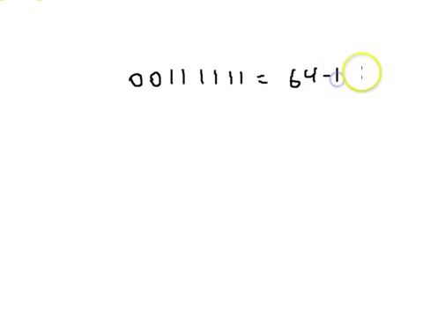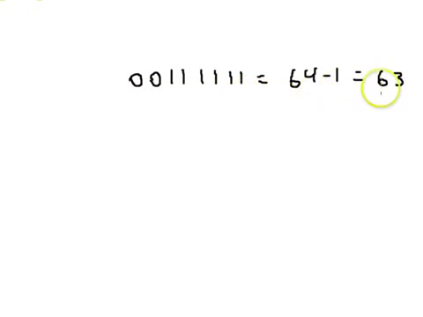So let's try one more, just so we can see how that works. Let's make 6 ones. 1, 2, 3, 4, 5, 6, and then 2 zeros. So what would this be equal to? Well, we don't know immediately, but we do know this is the 1, this is the 2, this is the 4, this is the 8, 16, and 32. So our immediate guess is it's going to be 1 less than 64. So 64 minus 1, which is 63.